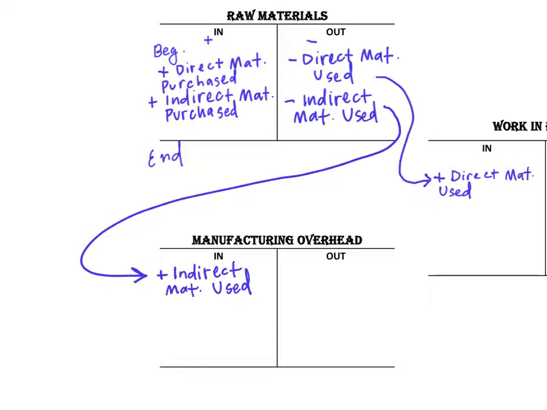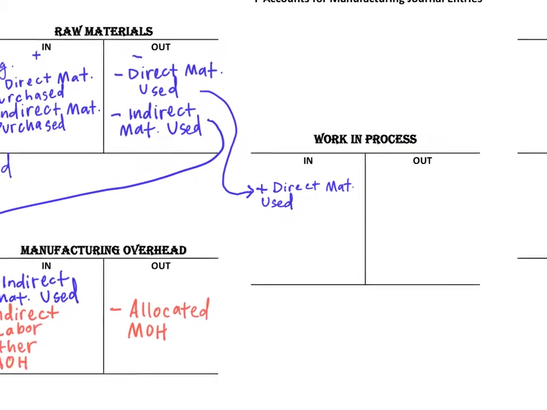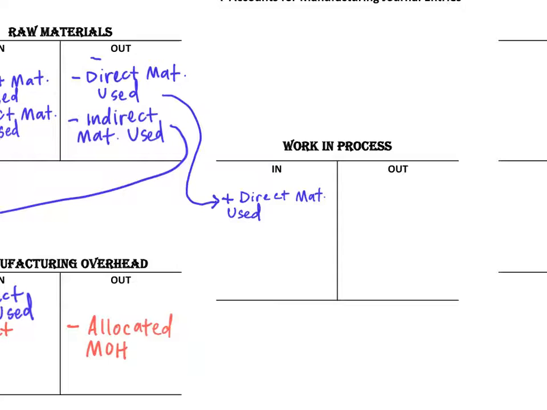Now let's complete the manufacturing overhead T account. We've already accounted for indirect materials used. Now let's add our other components of manufacturing overhead, which are indirect labor and other manufacturing overhead, which are items like depreciation and utilities on the plant. We record our actual overhead costs as debits to overhead, and we subtract from overhead when we allocate overhead. And when we allocate overhead, those allocated costs get moved to work in process.